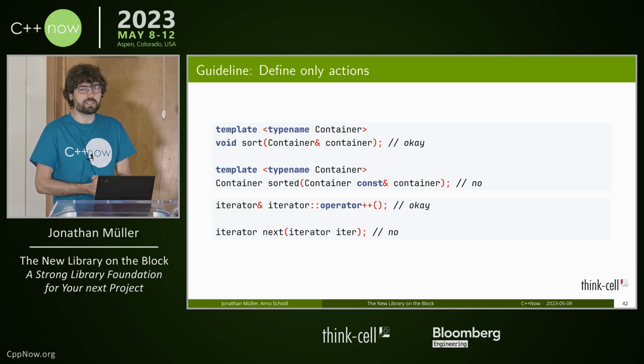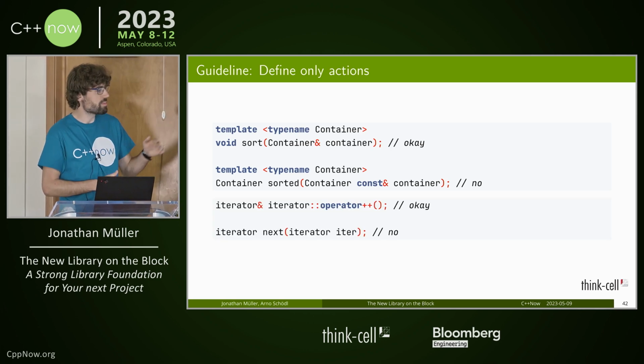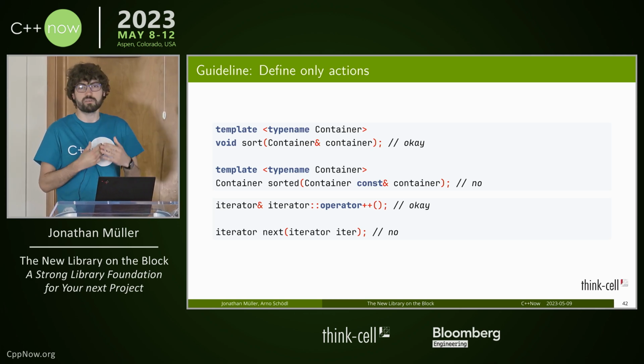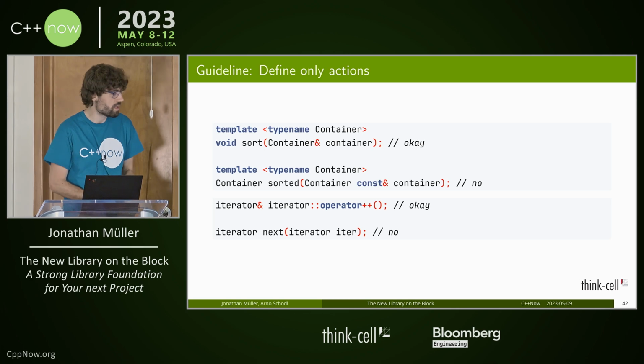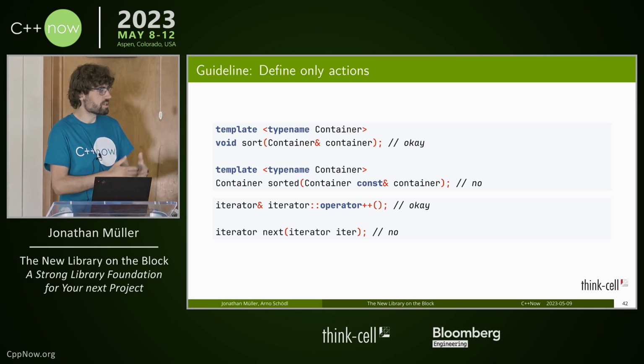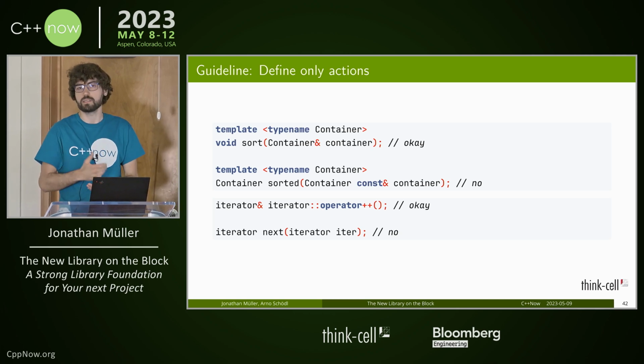But the same sort of logic applies to iterator increments, right? So we've got the increment of the iterator, which is an action which modifies it in place, whereas the next function is a transformation that returns the next iterator. And we don't really want to use those because we only want to use the action and don't rely on the existing transformation.